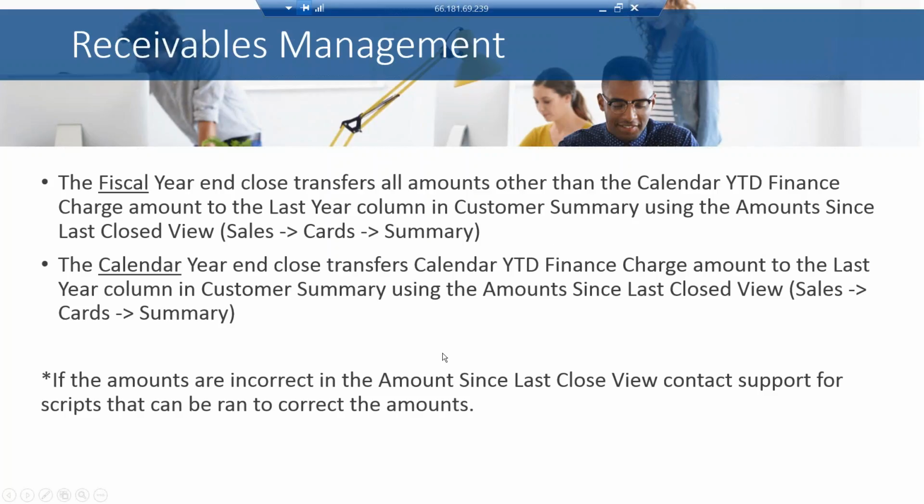So the fiscal year-end close transfers all amounts other than the calendar year-to-date finance charge amount to the last year column in the customer summary using the amount since last closed view. And I'm going to talk about that in more detail and show you that screen in a little bit. In fact, here just in a moment. But to get to that window, you can go to Sales, Cards, and Summary.